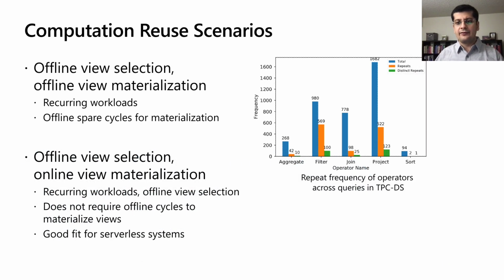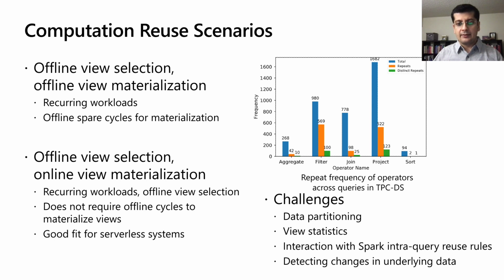SparkCruise can be configured with different permutations of view selection and materializations being either offline or online. The view matching and reuse is always automatic since it is not trivial for end users to manually change their queries. In the default setting, SparkCruise performs offline view selection and online view materialization. Online view materialization does not require offline cycles to materialize views. This makes it a good fit for serverless systems where users spin up clusters on demand, or for recurring workloads that are scheduled immediately after the input becomes available.